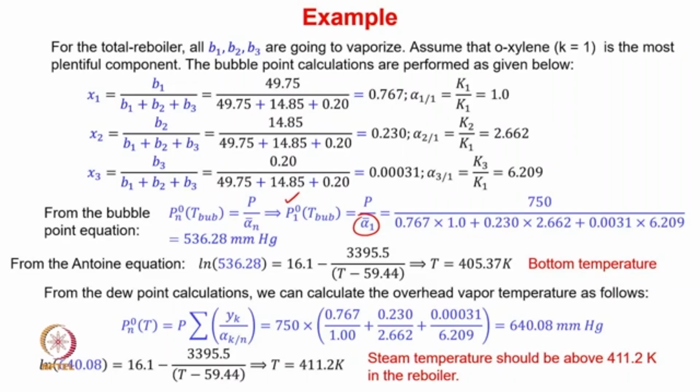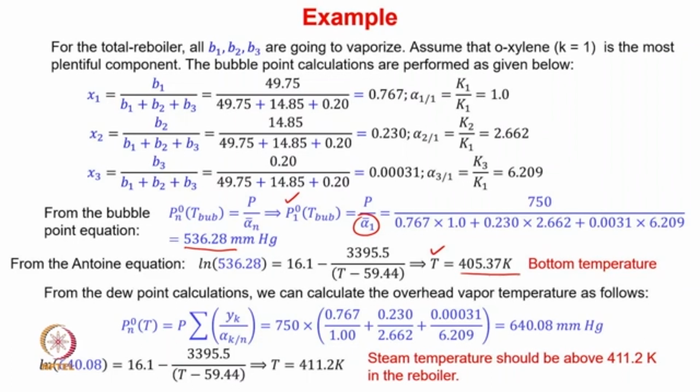So that is orthoxylene, which comes around 536.28, and then we can use the corresponding Antoine equation. So with the corresponding Antoine equation we can calculate what will be the temperature. So temperature comes around 405.37. So this is the bottom temperature.